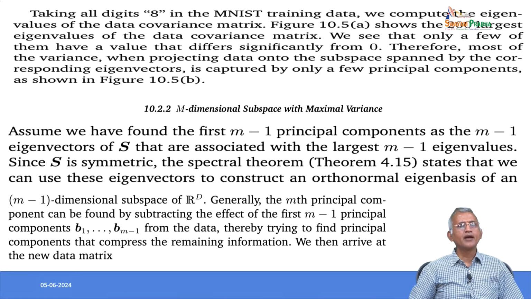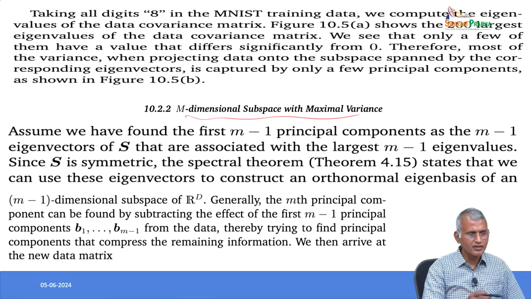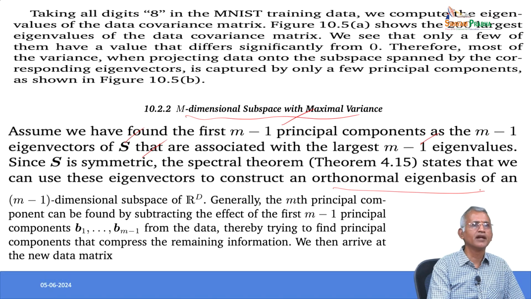Next, we have an m-dimensional subspace with maximal variance. Assume we have found the first m minus 1 principal components as m minus 1 eigenvectors of S that are associated with the largest m minus 1 eigenvalues. Since S is symmetric, the spectral theorem states that we can use these eigenvectors to construct an orthonormal eigenbasis of an m minus 1 dimensional subspace of R^d.